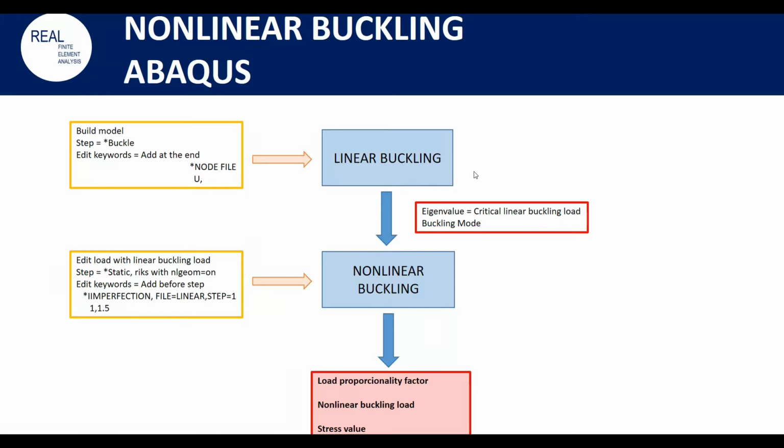So from linear buckling, we will extract the eigenvalue, which will be the critical linear buckling load, and the buckling mode. So we input that into the nonlinear buckling together with editing the linear buckling load. We need to change the step to a static Riks step, considering nonlinear geometry. And we need to edit the keywords in the nonlinear buckling step in order to add the imperfection file.